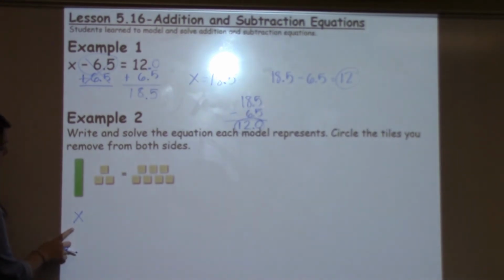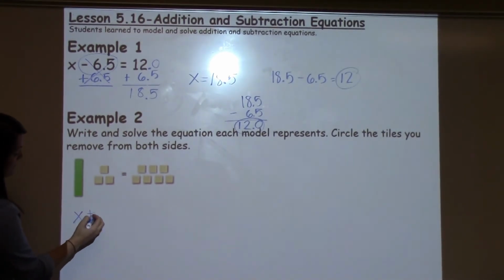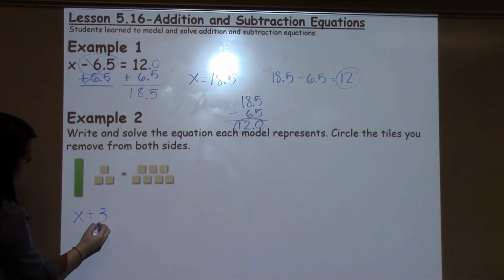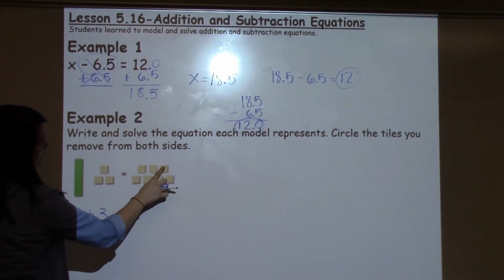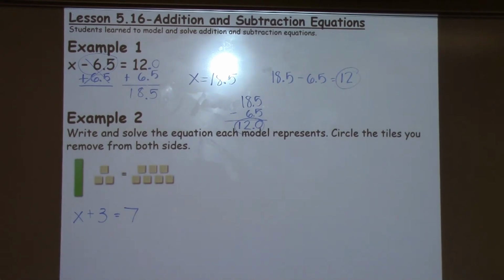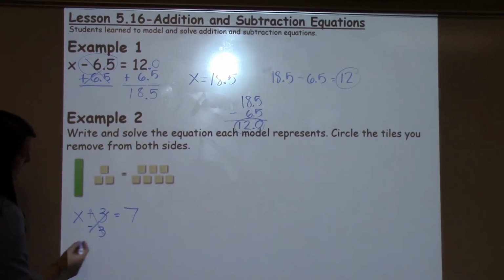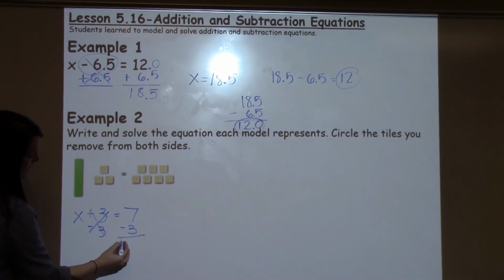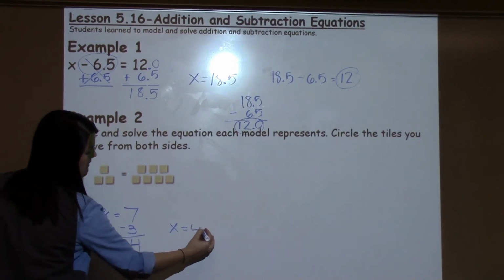All right, so this equation on this side shows x plus I've got 1, 2, 3. And that equals 1, 2, 3, 4, 5, 6, 7. So my equation that I'm working with here is x plus 3 equals 7. Well, I know, just like example 1, I need to get x all by itself on one side. To do that, I need to take away this 3. That will remove it from this side. I need to do the same thing over here and solve the equation to get x equals 4.